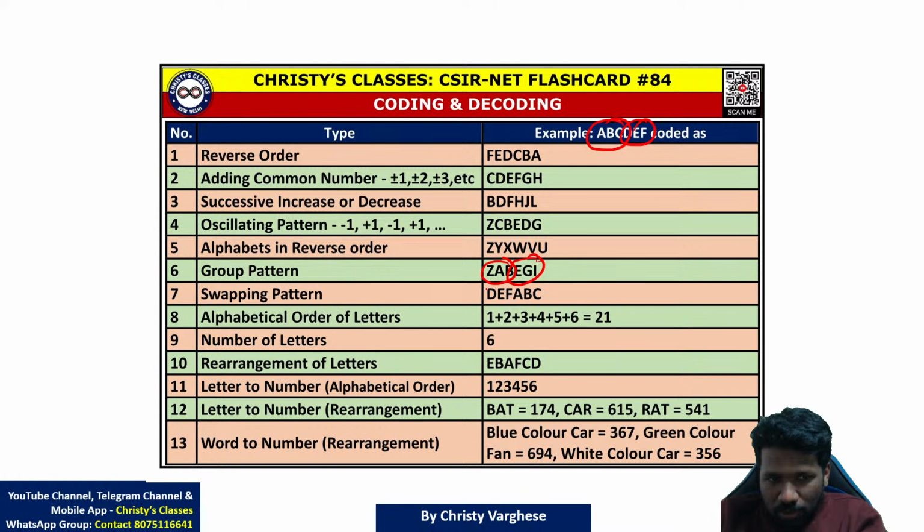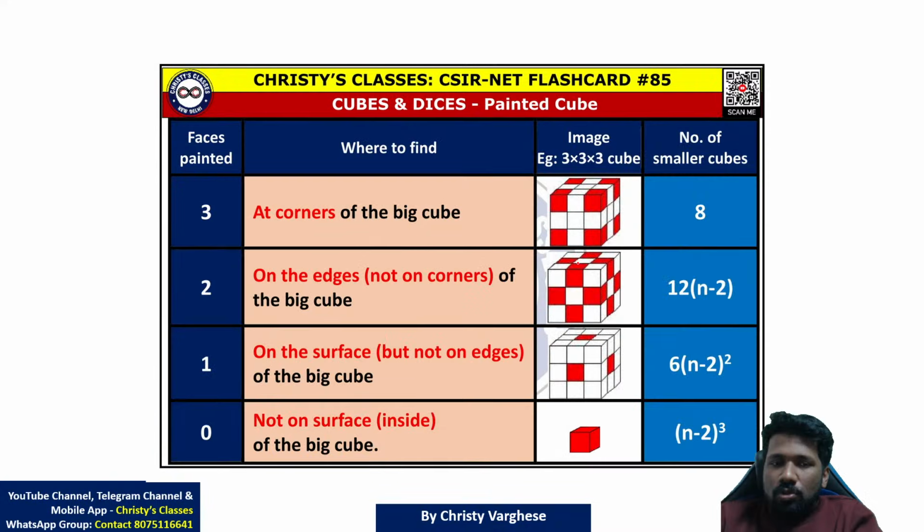Then cubes and dice, much questions नहीं पूछा नहीं है, but if you want you can go through it. I'm not elaborating this. Detailed lecture on cube and dice we have taken before in the complete course lectures.